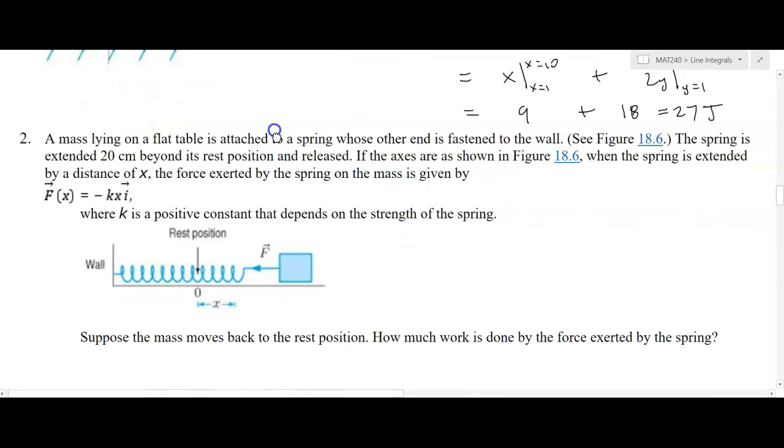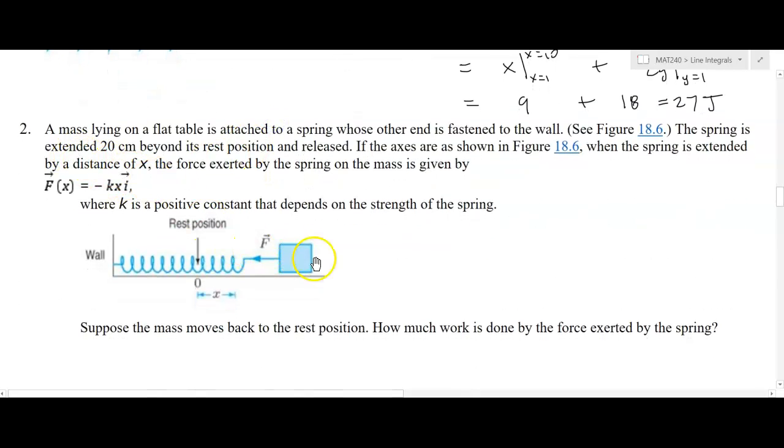Let's take a look at a physics application. Here we have a mass lying on a flat table attached to a spring whose other end is connected to the wall. The spring is extended 20 meters beyond its rest position. Here's its rest position, so this is 20 meters, and released.